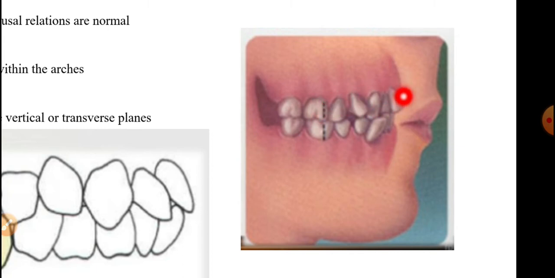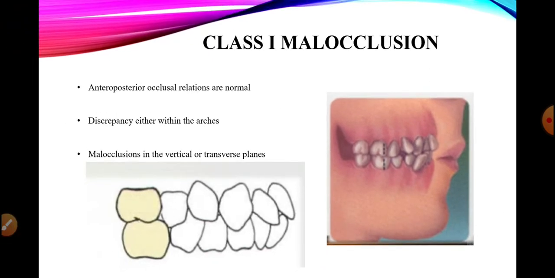It can be an intra-arch discrepancy, for example rotation or crowding, or an inter-arch discrepancy. For example, any discrepancy that may be present in the vertical plane or the transverse plane. As we have already studied malocclusion in the vertical and the transverse plane, for example, in the vertical plane we may see an open bite, we may see a deep bite. Any change in the bite can be seen in the vertical plane or the transverse plane, in which we can experience cross bites.